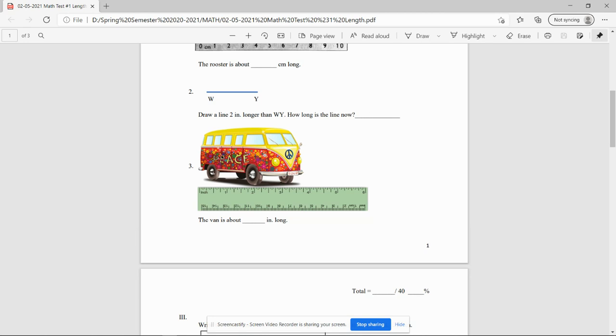Then for number three, you're going to measure this object, right? So we always start at 0, right here at 0, and then you have to see where does the van end? Where does it end? And then you're going to count and you're going to tell me the measurement. And you're going to write the number here in the blank space.